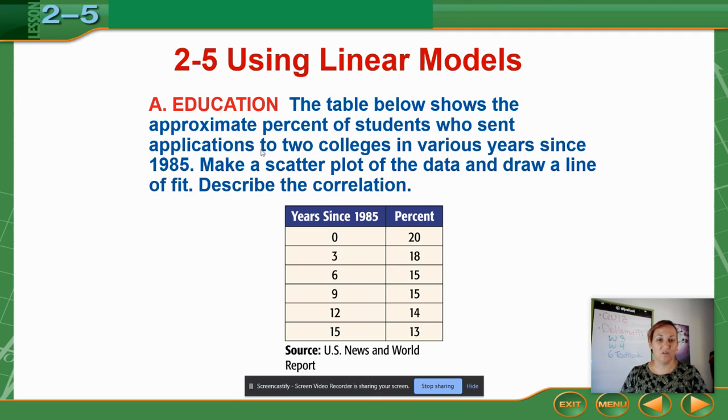So the X column is years since 1985. 0 would mean the year 1985. 3 would mean 3 years later, so 1988. And then the Y column is the percentages. Make a scatter plot of the data and draw a line of best fit. And then describe the correlation.